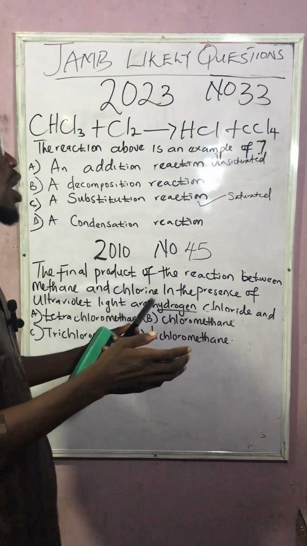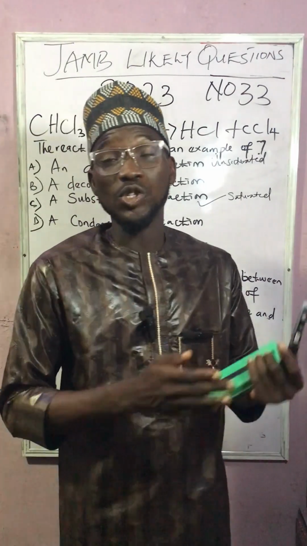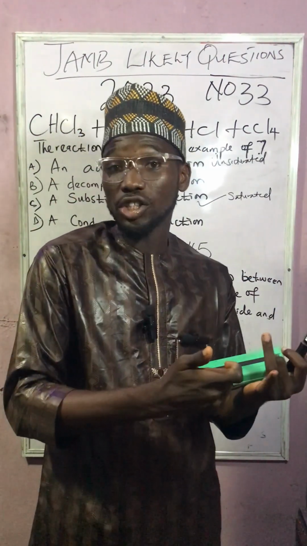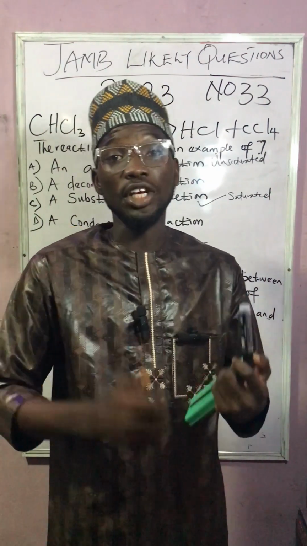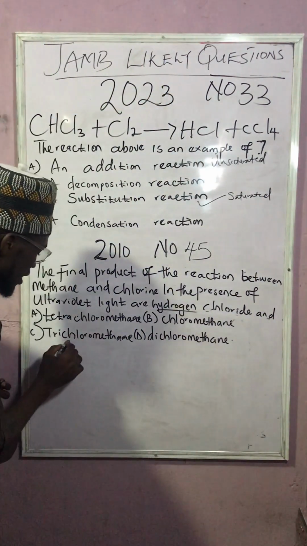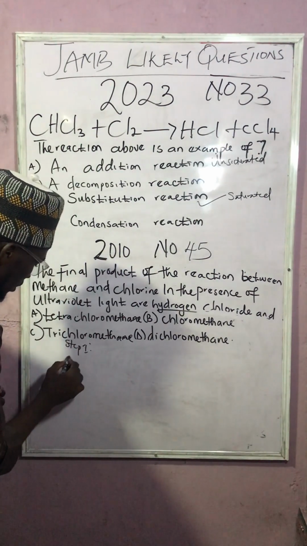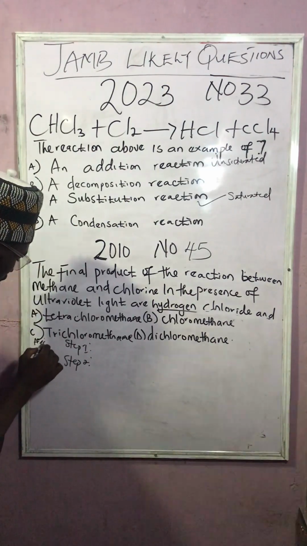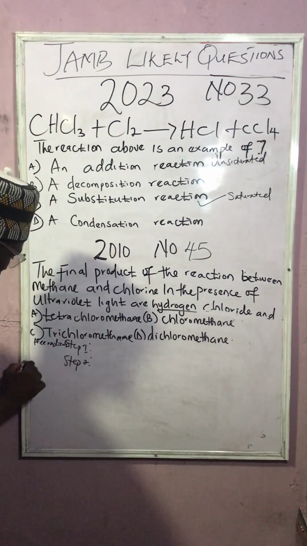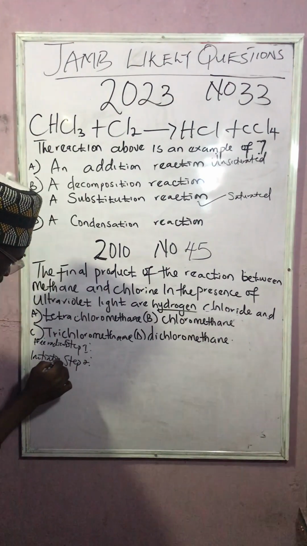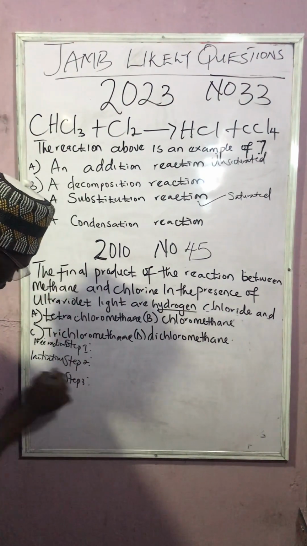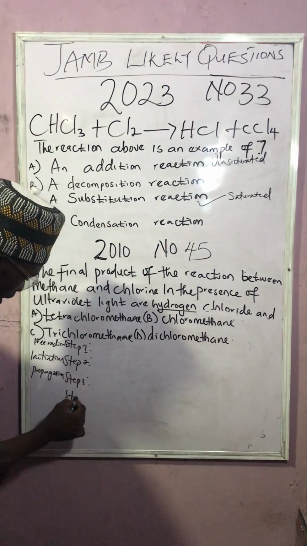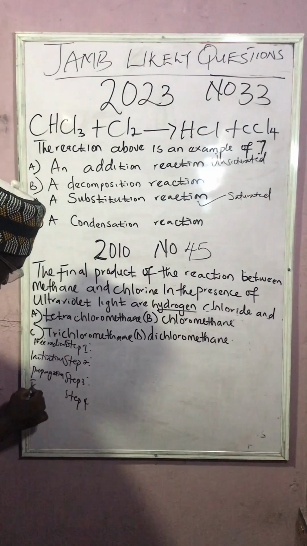So now, here's what we call the steps in substitution reaction. We have the free radicals, we have the initiation, we have the propagation, and we have the termination. So let's take a look at those four steps. So I call it step 1. I call it step 2. So don't forget, I call this one free radicals. This one is the initiation. Step 3, we call this one propagation. And step 4, we have termination.